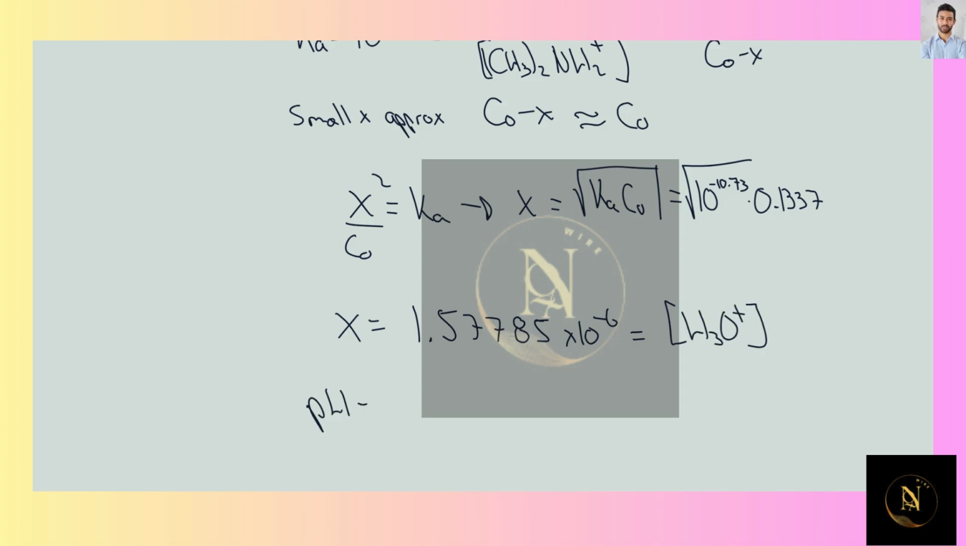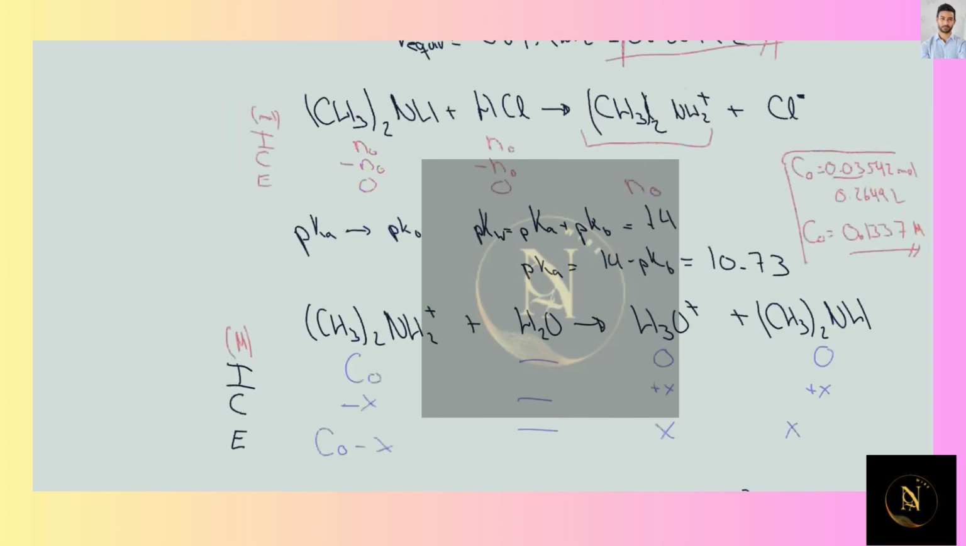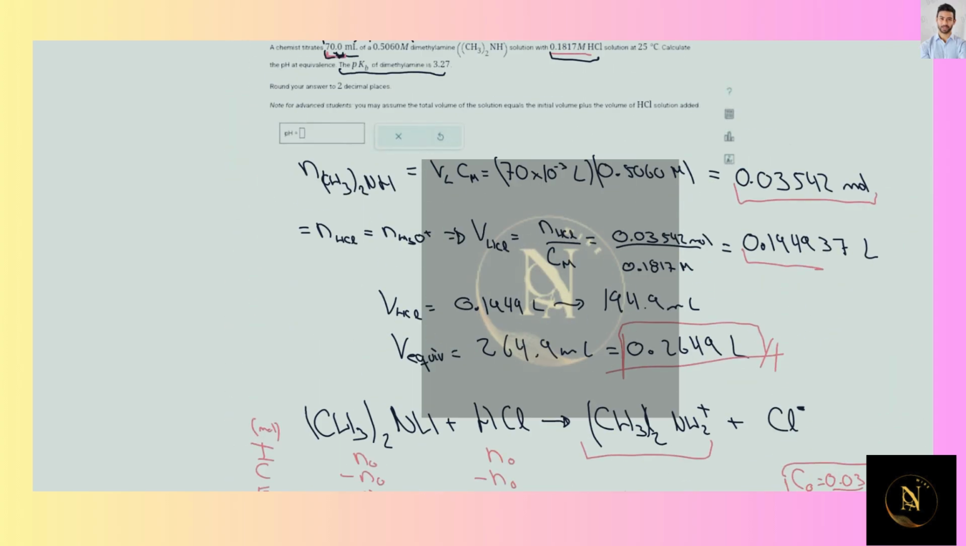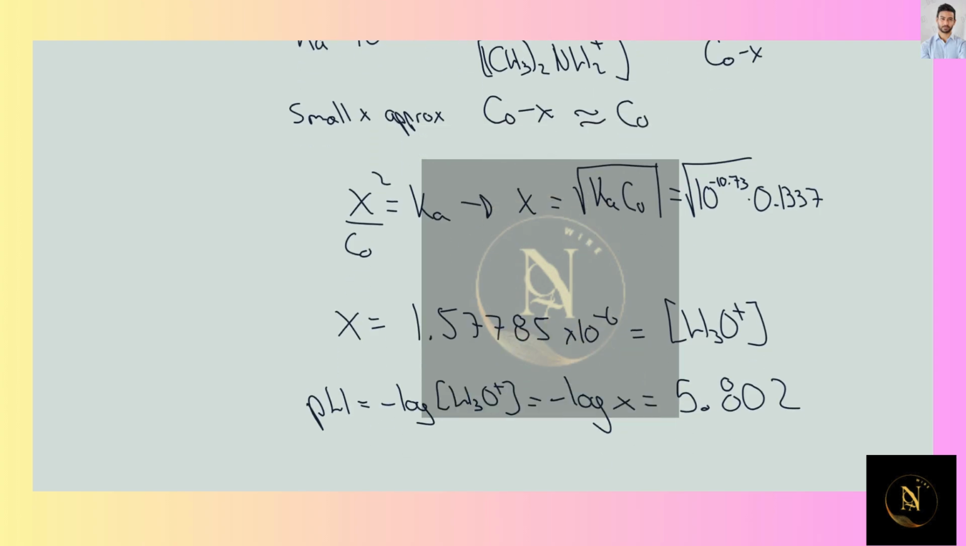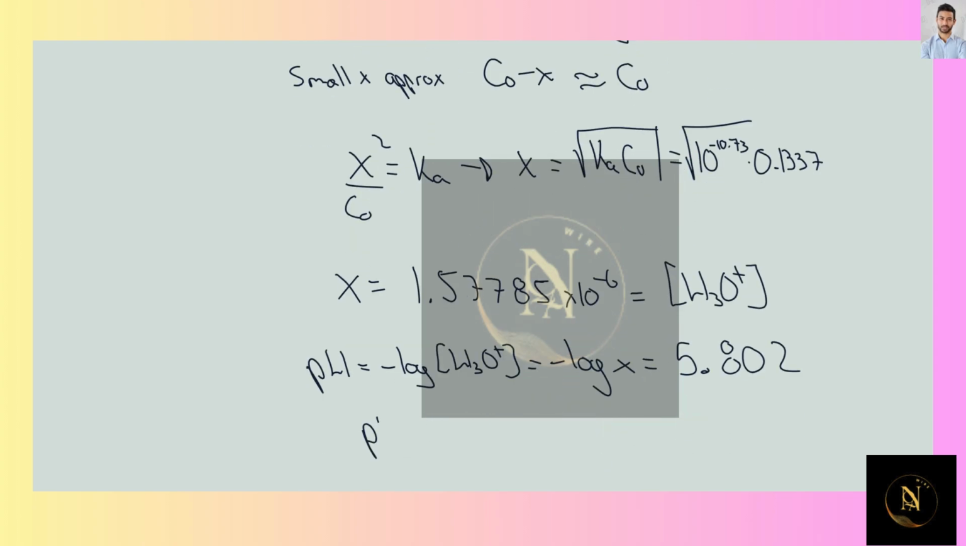So the pH is equal to minus the logarithm of this concentration. In this case, it would be minus the logarithm of x, which gives us a pH equal to 5.802. And in this case, we're asked to round your answer to two decimal places, so the pH would be equal to 5.80.